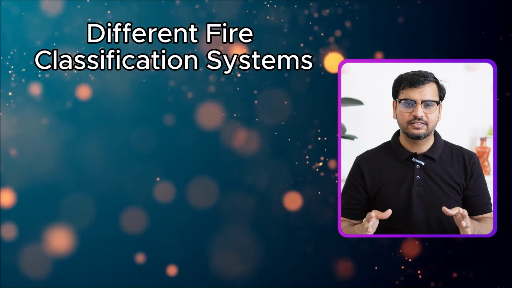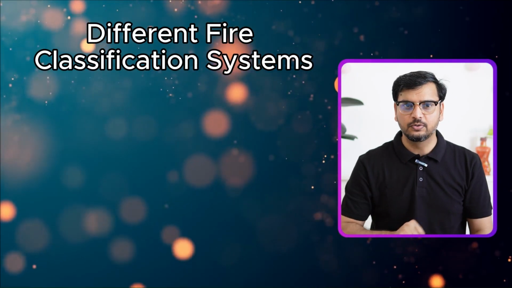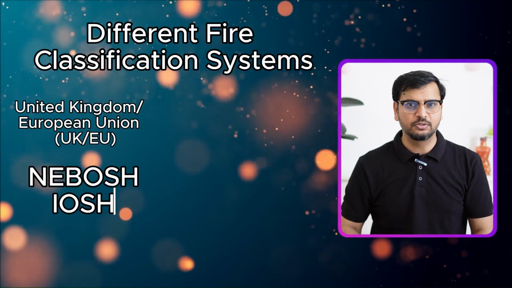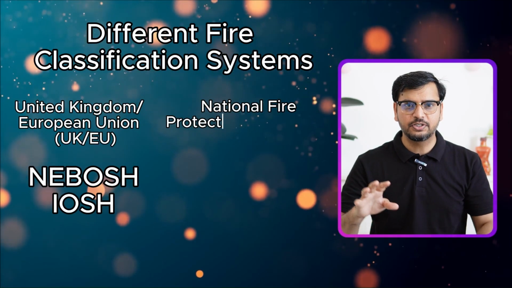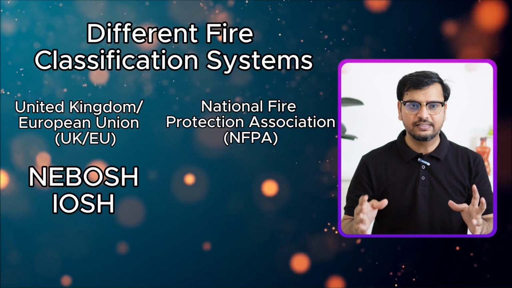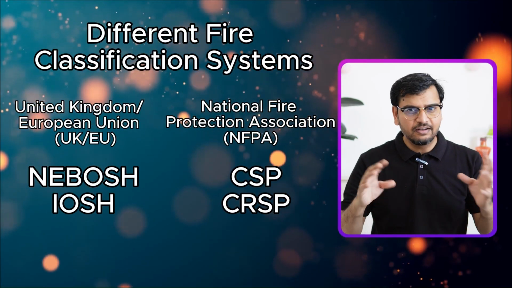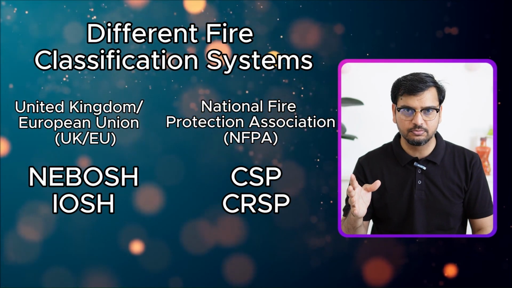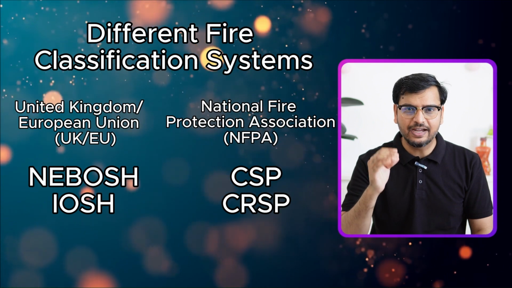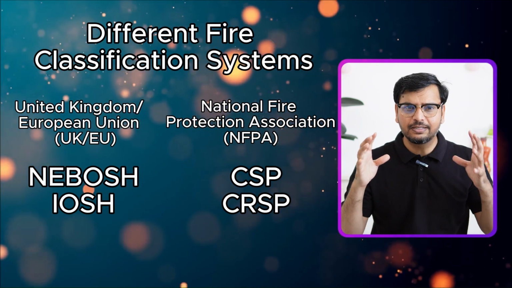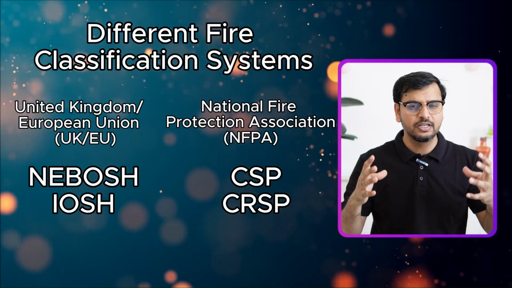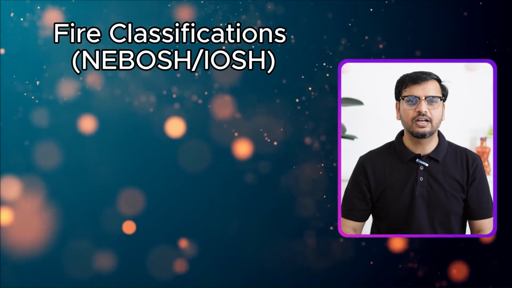There are two main sets of fire classification that people generally follow. One comes from the UK EU region, used in exams like NEBOSH and IOSH. The other is from NFPA, which is more commonly used for exams like CSP and CRSP. In India and Gulf countries, fire safety regulations often align more closely with UK and EU systems. This means that they typically use the NEBOSH and IOSH fire classification and fire extinguisher types in their workplaces. Let's look at NEBOSH and IOSH fire classification, starting with Class A.